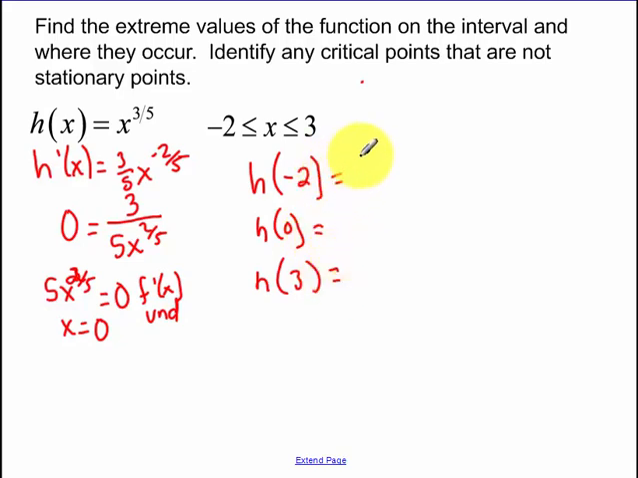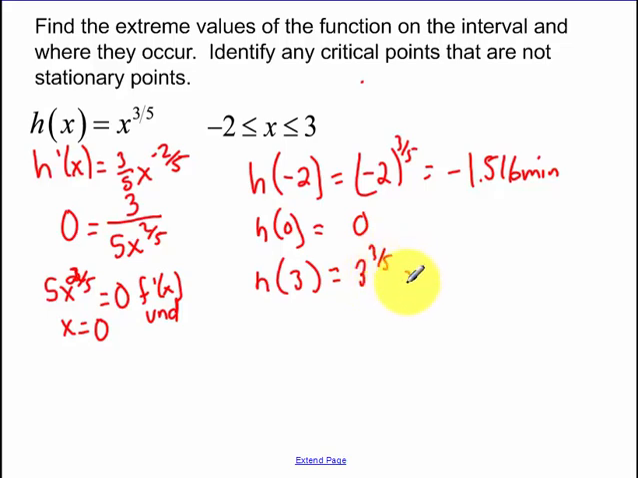So plugging in h of -2, we have -2 to the 3/5 power. Again, I use my calculator then to find that value. That ends up being a min. Because I'm negative, I know that these values, when I plug them in, are going to give me a positive number. And then 3 to the 3/5. This one's 0. I know this is some positive number, some 1.93. So this would be a max.